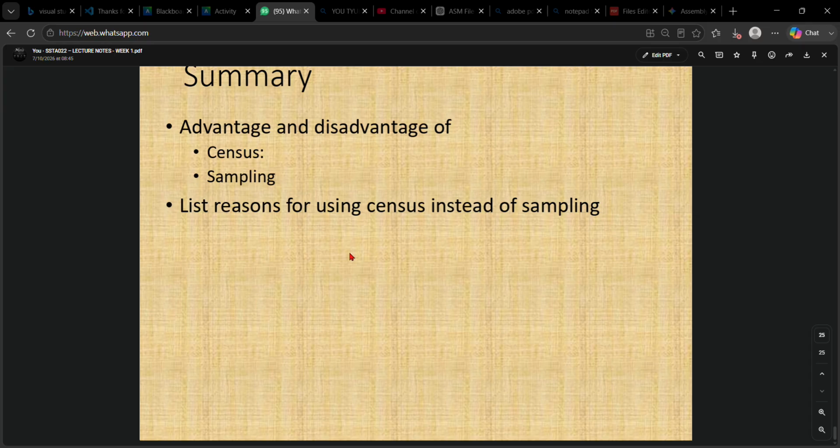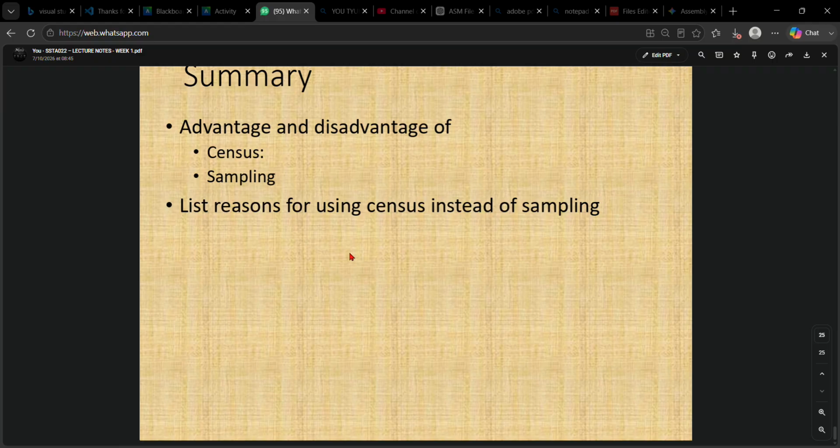Of course, sampling will require fewer resources. So these are the advantages of sampling. Sampling requires fewer resources than surveying an entire population. And collecting data from a subset takes significantly less time than conducting a full census. So you must be able to break this down.